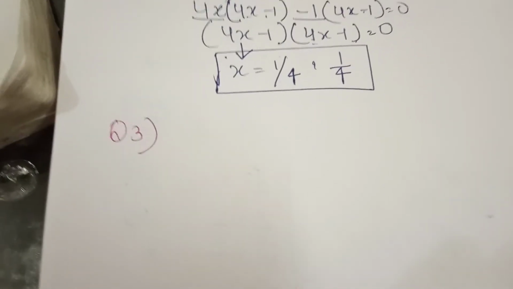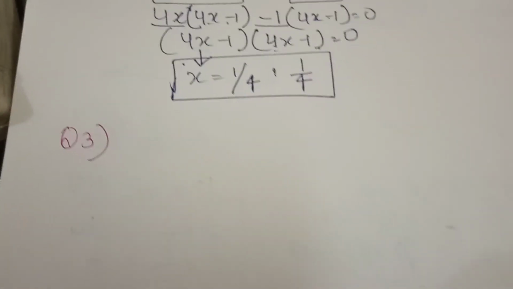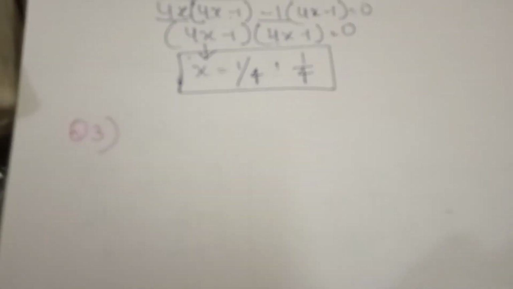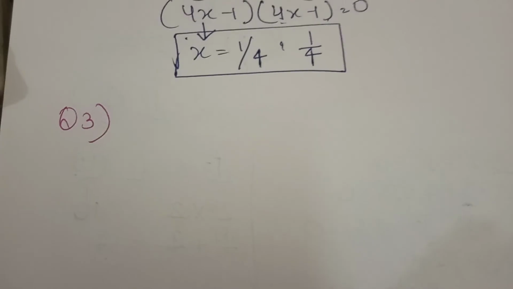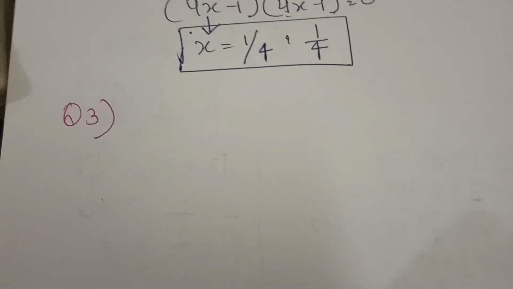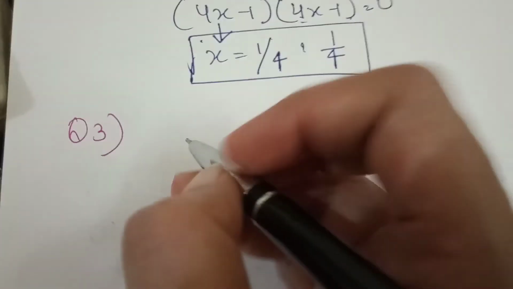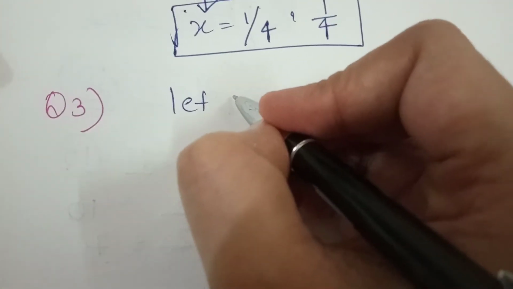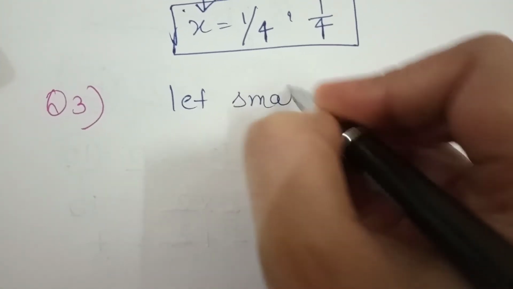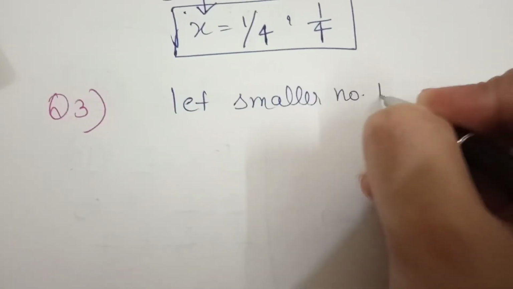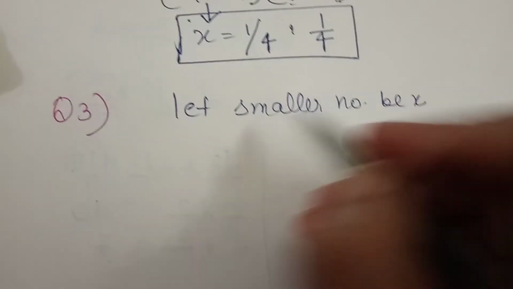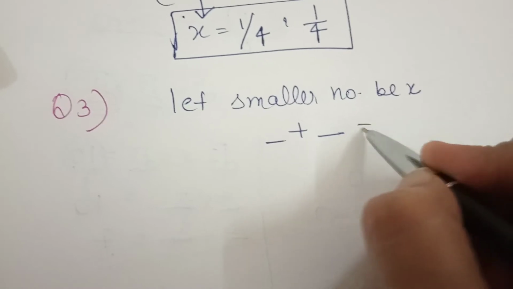It is written find two numbers whose sum is 27. And keep it in your mind that you have to use only one variable. Yes. So there are two numbers whose sum is 27. So let smaller number be x. There are two numbers जिनका sum कितना है 27.